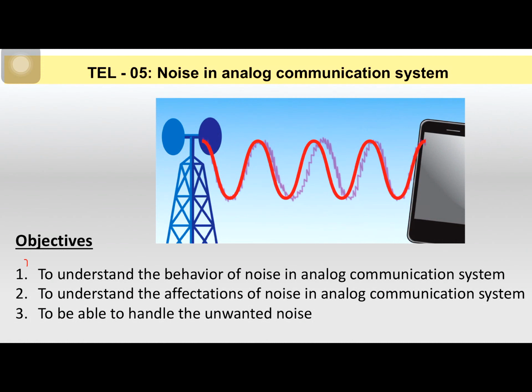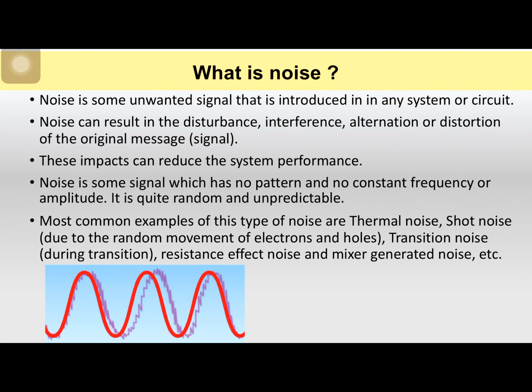In this lab, we will learn about the noise in analog communication system. The objectives of this lab are to understand the behavior of the noise in analog communication system. The second one is to understand the effects of the noise in analog communication system. And the last one is to be able to handle the unwanted noise. Okay, we have three objectives in this lab.